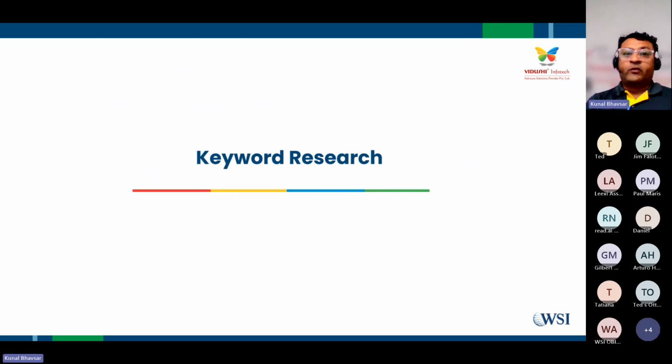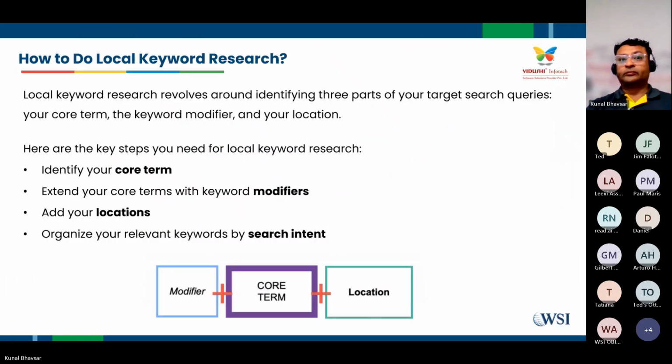Keyword research. Keyword research is the most essential part of LSO. I will show you how to conduct keyword research in 4 steps. Local keyword research revolves around identifying 3 parts of our target search queries. 1. Identifying core terms. 2. Modifiers. 3. Locations. And sort the keywords by search intent.